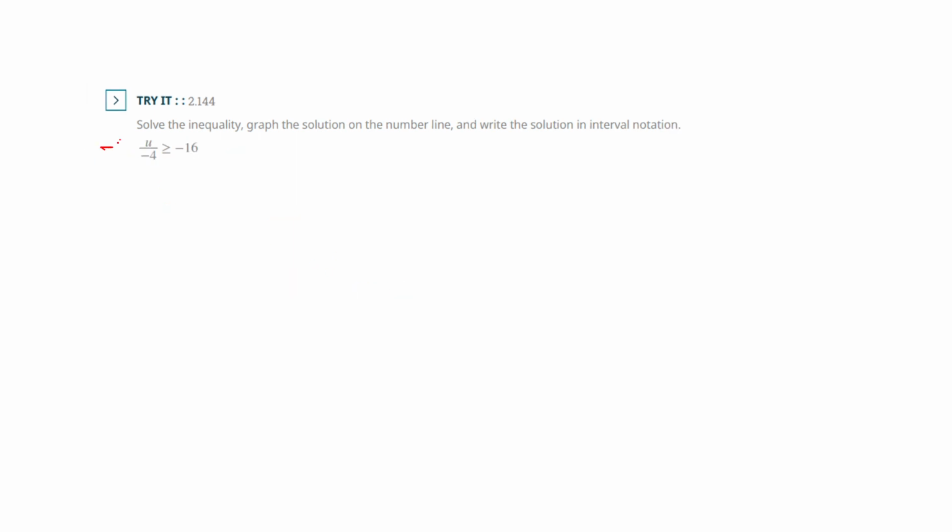Okay, I'm multiplying both sides by -4. So that's going to flip the inequality sign. And two negatives make a positive. So I want to use less than or equal to 64, and that would give me that.